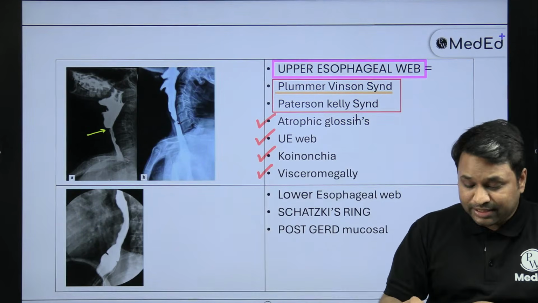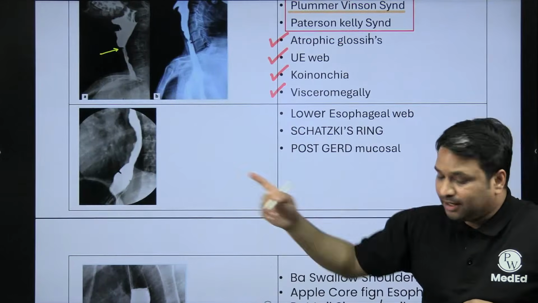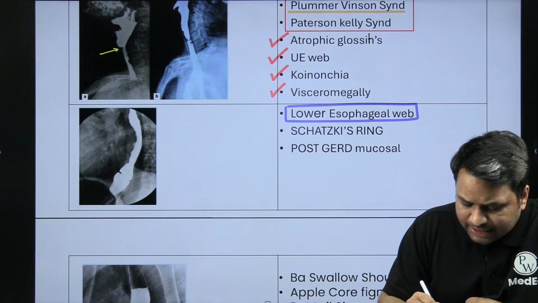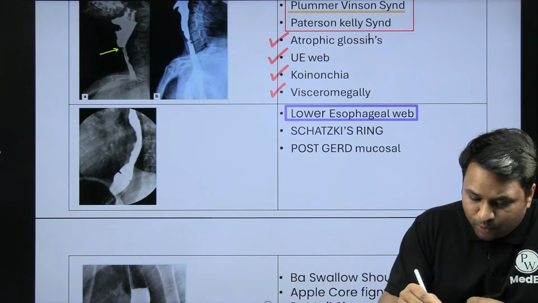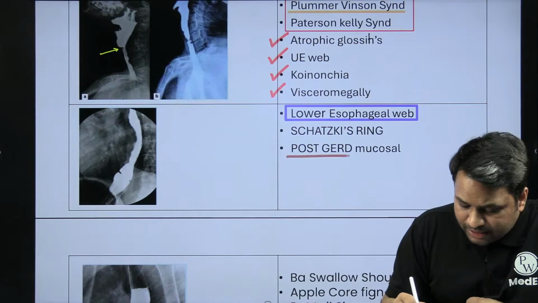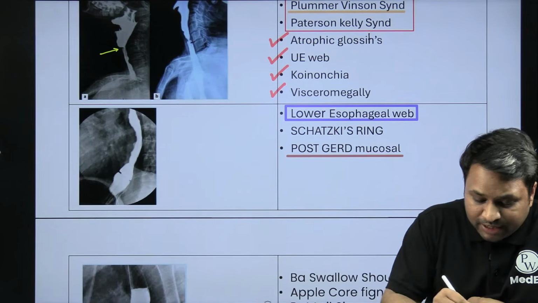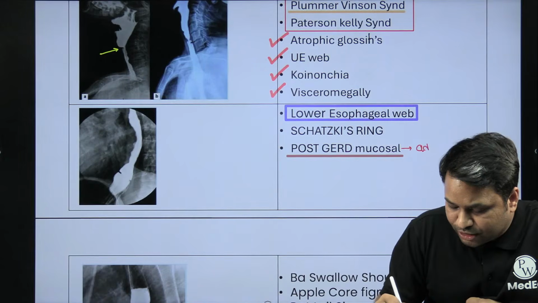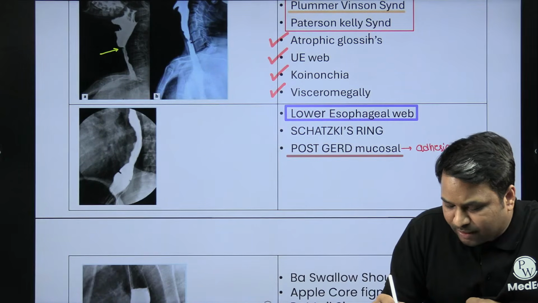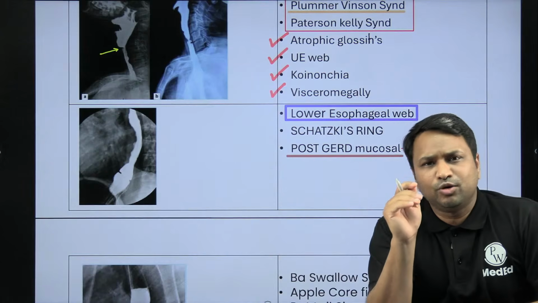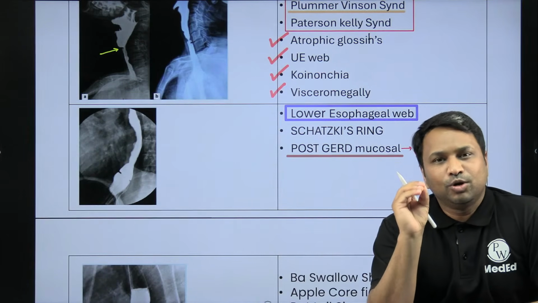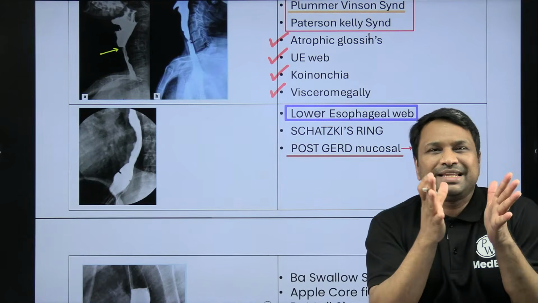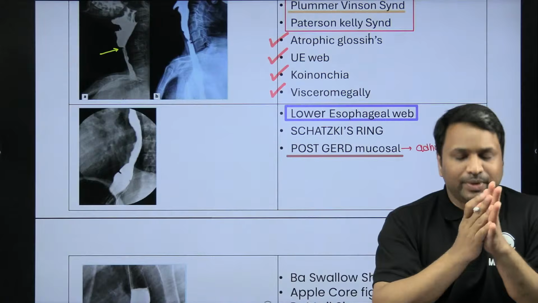Now, when I say where do you see the lower esophageal web, the lower esophageal web is also known as the Schatzki's ring. Remember, it is post-GERD. You can see in the post-GERD, these are mucosal adhesions which present to you as a web, but because the GERD reflux occurs in the lower part of the esophagus, they will be in the lower 1/3 of the esophagus. Basically, they present to you like a web, right?